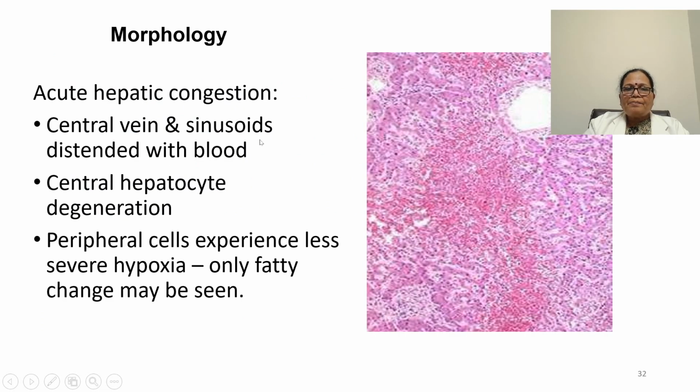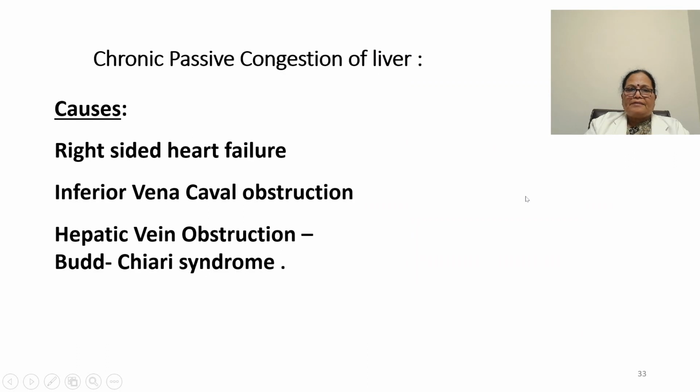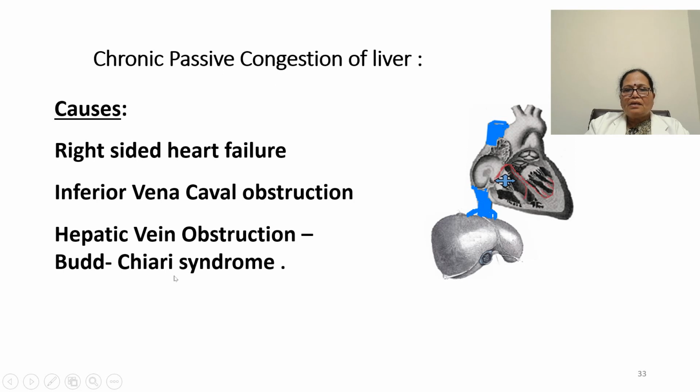Now, what is the morphology? In acute hepatic congestion, the central vein and sinusoids are distended with blood. Central hepatocyte degeneration occurs, and peripheral cells experience less severe hypoxia, so only fatty change may be seen. The causes of chronic passive congestion of the liver are right-sided heart failure, inferior vena cava obstruction, hepatic vein obstruction, and Budd-Chiari syndrome. So, you can see what all can happen.